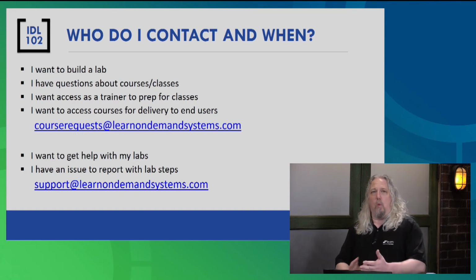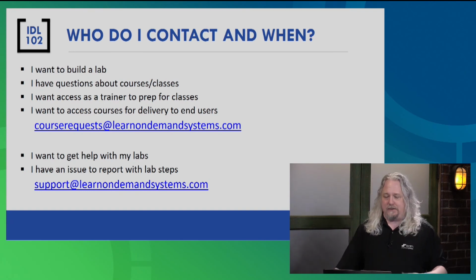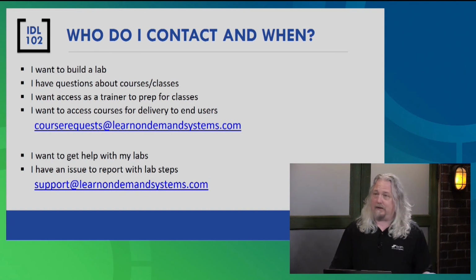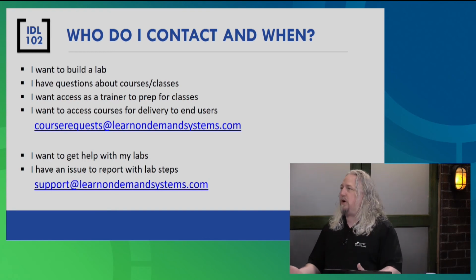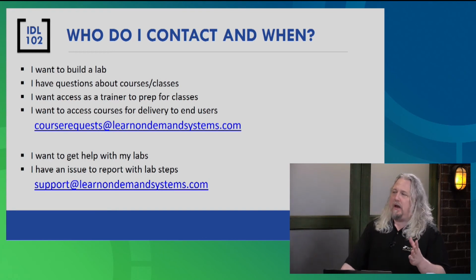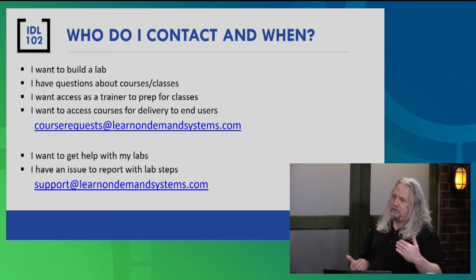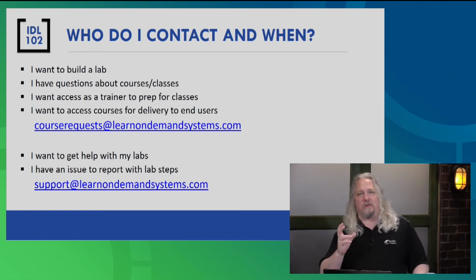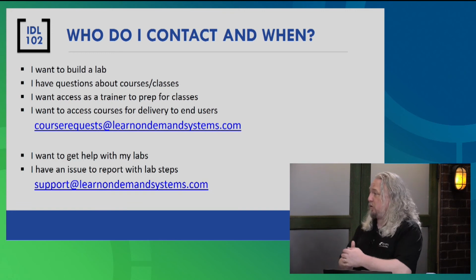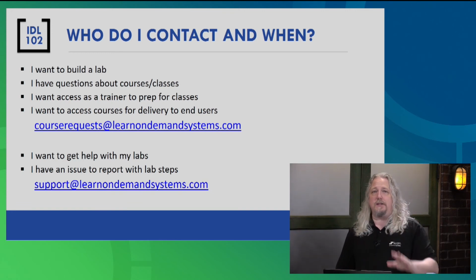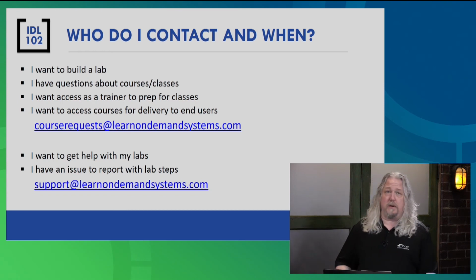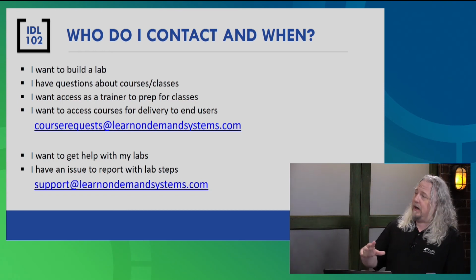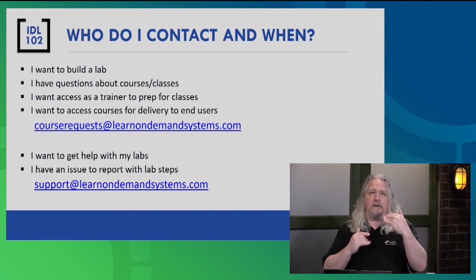While this is not a comprehensive list, because you'll notice here that we don't really have every single type of question that might be asked, we've broken these up into two categories. One is what we call course requests, and the other is just general support. And these are the email addresses that we use in order to be able to reach out to people. But you've noticed that I've divided them up.